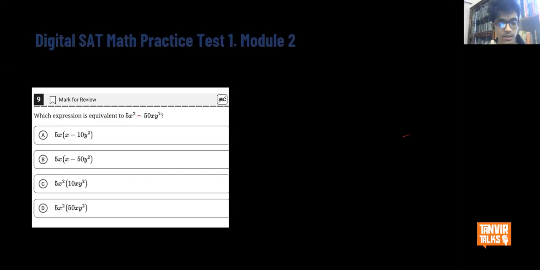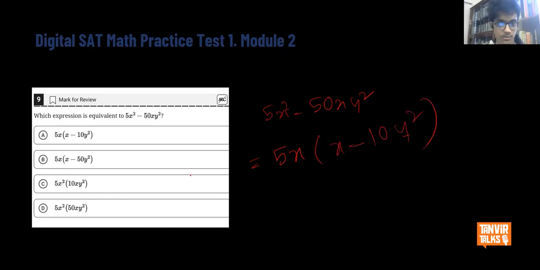Which expression is equivalent to 5x squared minus 50xy squared? Okay, so this question is easy. We did a problem earlier where we had to expand something. Here we basically have to take the common factor out, right? So 5x squared minus 50xy squared. If you take the common factor, 5x, we get 5x times (x minus 10y squared). So that's the answer.